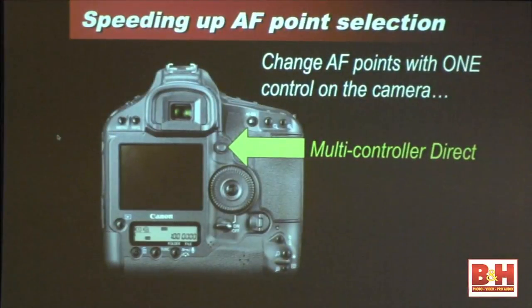There are custom functions on most of our mid-range and high-end cameras that let you do this. There's one called Multi-Controller Direct. What that means is, as long as you've got the camera active, in other words, you tap the shutter button so the camera's awake, all you have to do is go to that multi-controller and go up, down, side to side, diagonal, or whatever, and you move the focusing points instantly. And that's without pushing any other buttons beforehand.